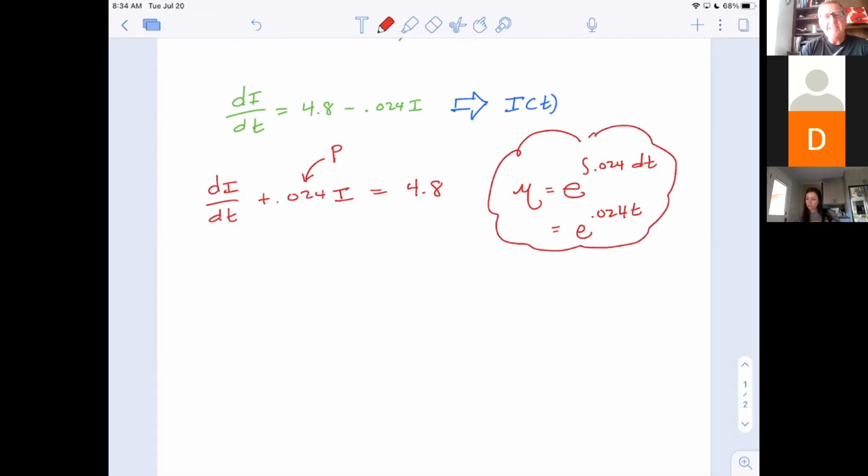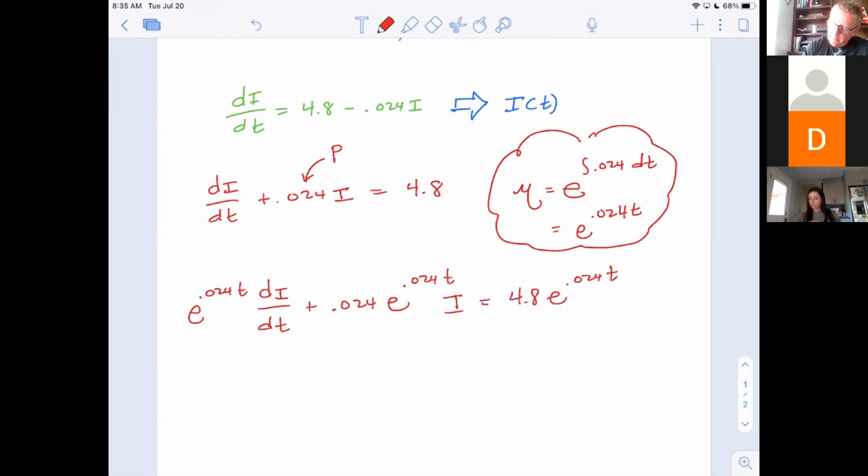So that was our technique. And so then I say, great, now I have to multiply that by both sides. So I have e to the 0.024t multiplied by dI/dt, I have e to the 0.024t multiplied by the I, and I have e to the 0.024t multiplied by the constant 4.0 on the other side.